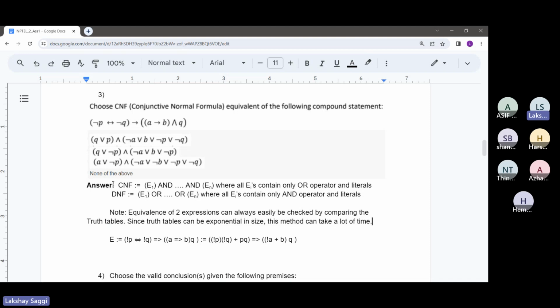But the main issue which arises is, suppose there are 10 variables, then there can be 2 to the power 10 possible assignments. So you'll need to check over 1,000 entries of the truth table, whether those entries are equivalent for two expressions. So even though the truth table is a universal way of doing so, we try to avoid it because it can have very high computation cost.